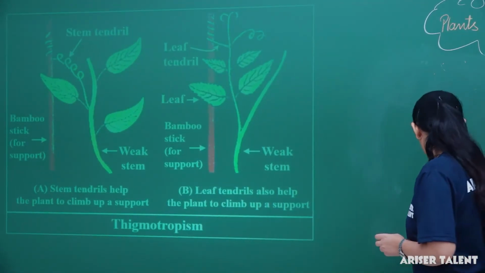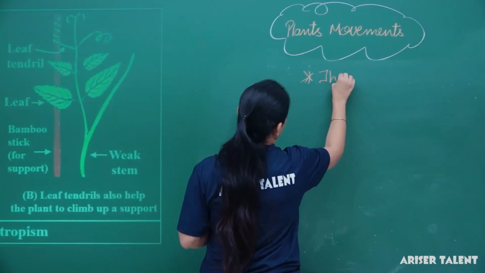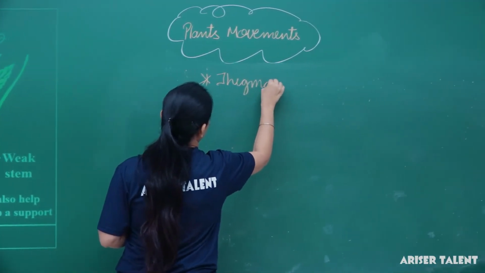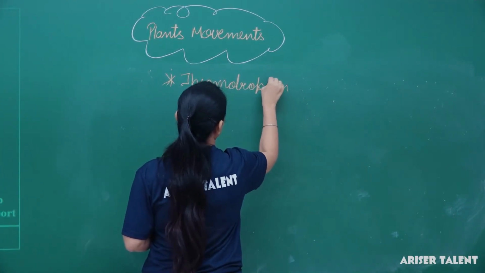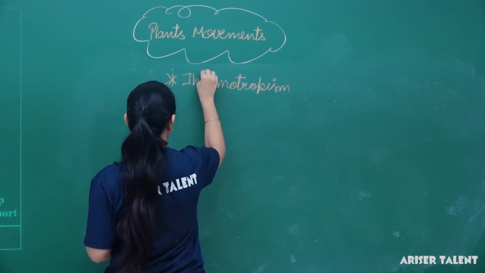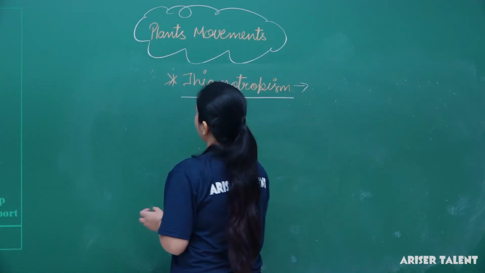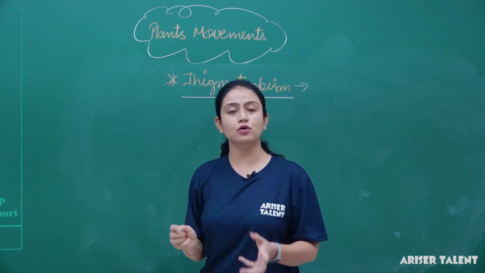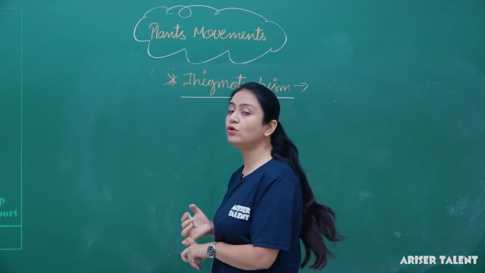Thigmotropism. When the part of the plant shows movement according to the support, that is known as thigmotropism.